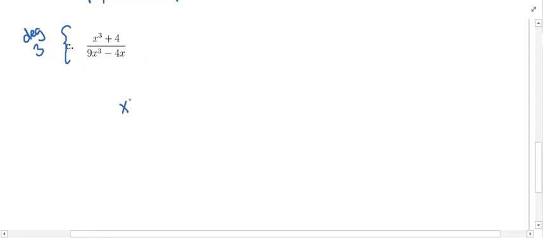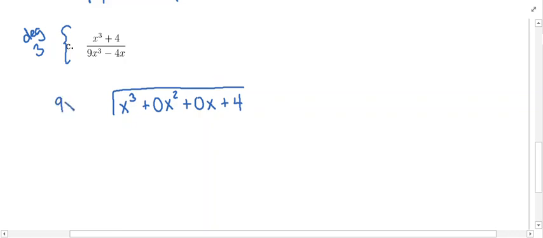So we're going to take x cubed plus 4. That's what's going to go under the division symbol, but we're missing a couple of the places. So we have to have a placeholder for x squared, a placeholder for x, and then we have the plus 4. And into this, we need to divide the 9x cubed minus 4x.